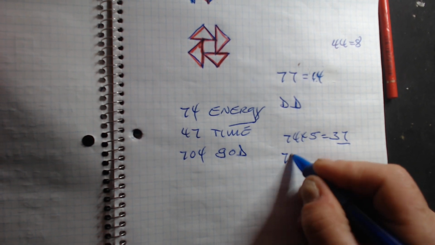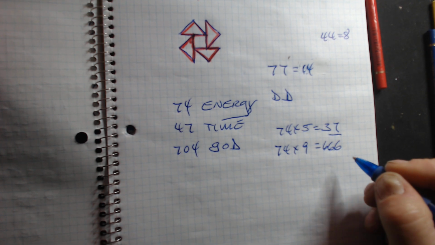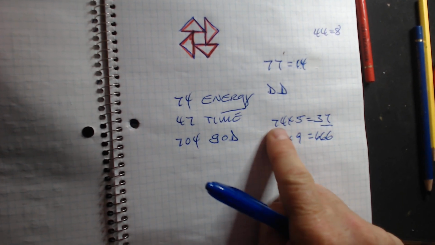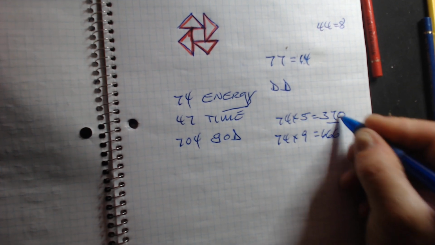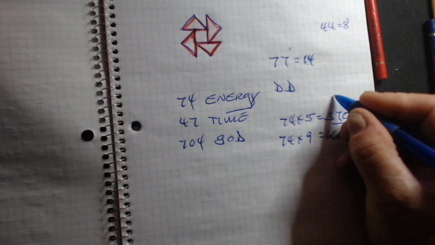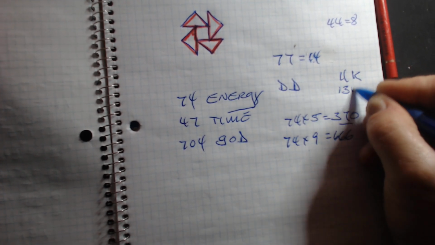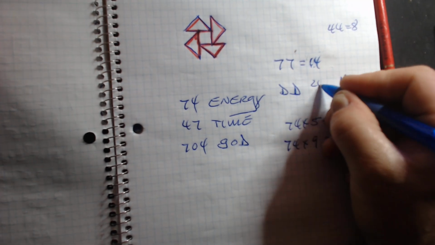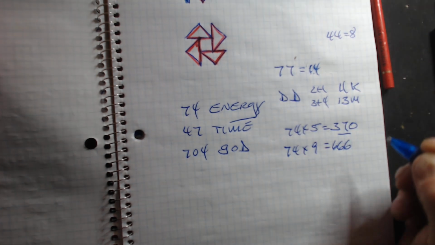And where do we get that? 74 times 9 equals 666. This was supposed to equal 350, and 20 is 370. I just put it as 37. 37 is your base 1113 creation. 11K, 13M. The mathematics will create 2 and 1, 3, and 3 and 4, 7.